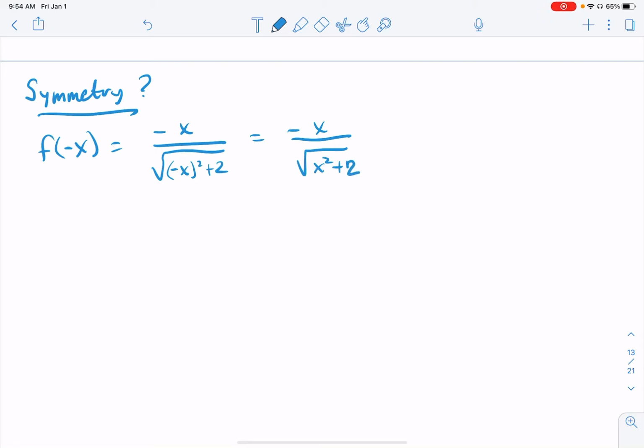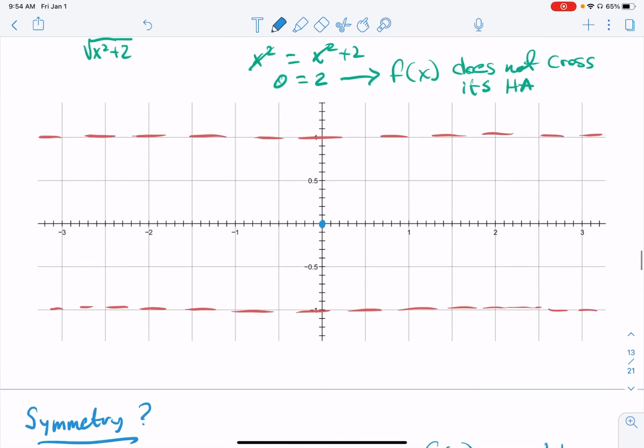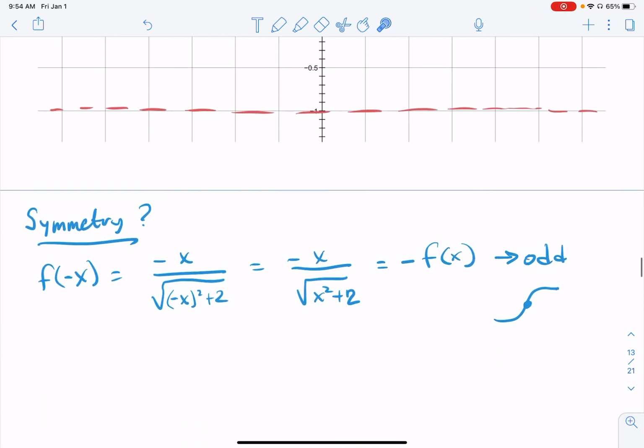And I can see that this is exactly equal to negative f of x. What does that mean? This means that it's odd. It's an odd graph. It's going to look sort of like this. It has rotational symmetry around the origin. And maybe that's something that I could kind of expect by looking at a graph that looks sort of like, maybe something like that, right? Okay, so now it's time to start some calculus.